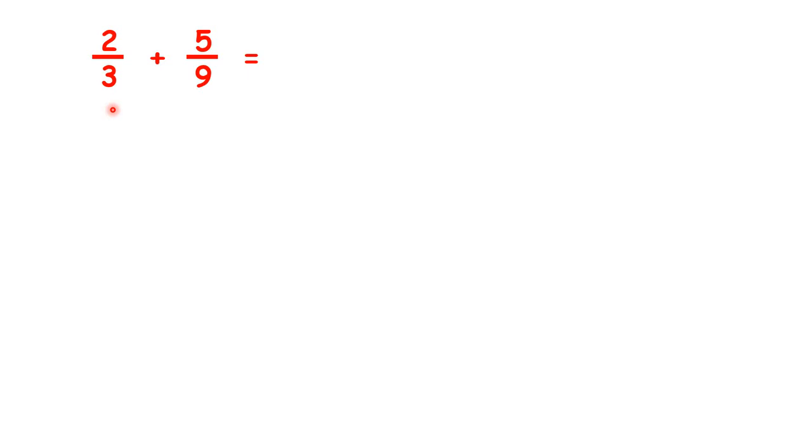So here we have 2/3 plus 5/9. So to answer questions like this, we'll need to know how to find equivalent fractions and also how to convert improper fractions to mixed numbers. Let's start by getting the denominators the same.